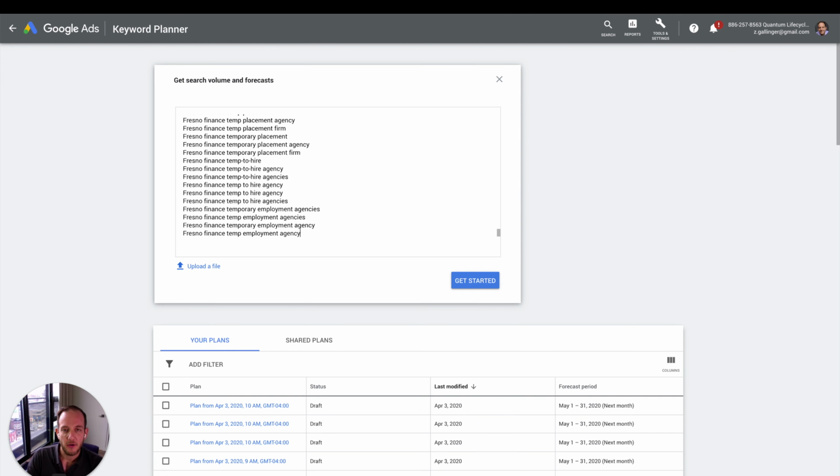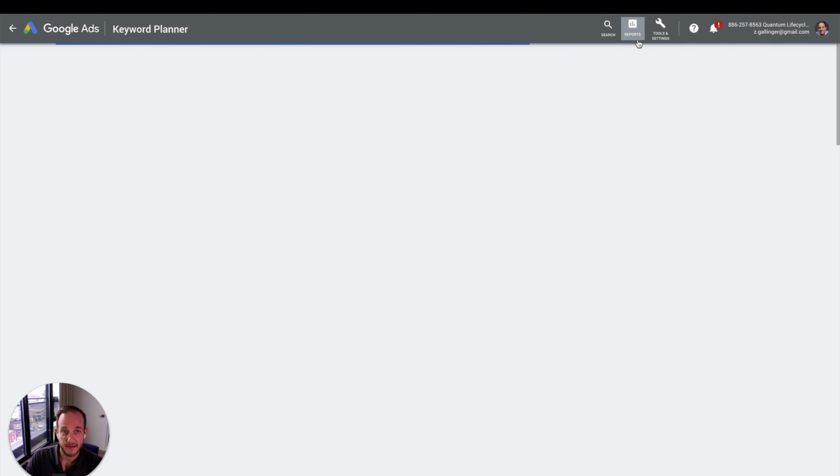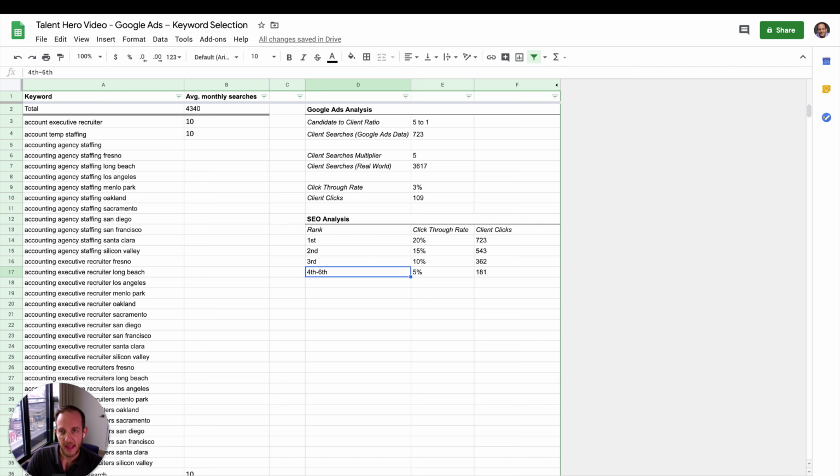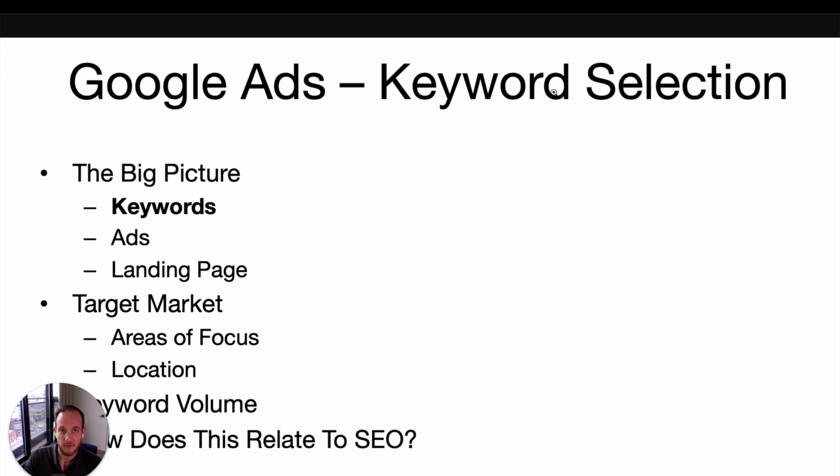Now I know this process can sometimes take some time, so what I've done is I've exported all the results already, and you can see those here. What we found is that if we restrict our search just to California, these keywords are searched 4,340 times per month. So that is a lot of potential leads right there, right? That takes us to the second part of our agenda, the keyword volume.